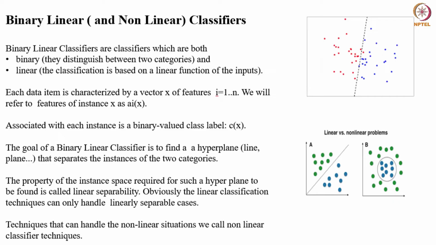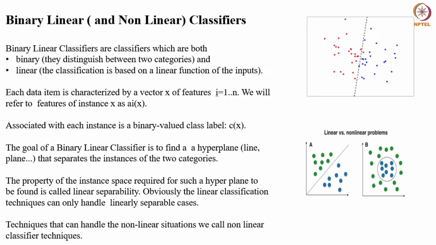So the goal of a binary linear classifier is to find a hyperplane, a line or plane, or something else in higher dimensions, that separates the instances of the two categories. The property of the instance space required for such a hyperplane to be found is called linear separability. Obviously, linear classification can only handle linearly separable cases. You can see a very simple example of this to the right, the linear case, where it is easy to find a line in 2 dimensions, and the case where a delimiting area clearly is not linear.